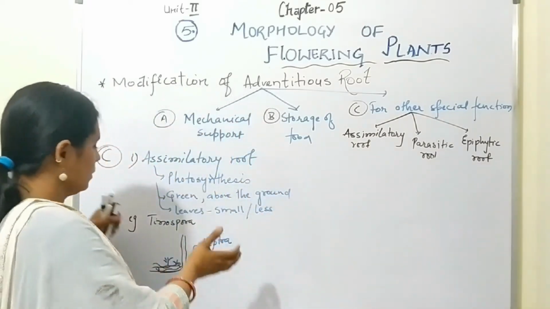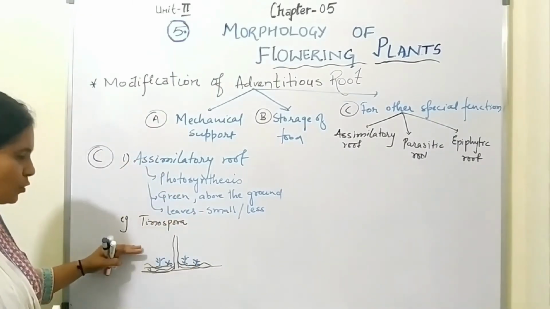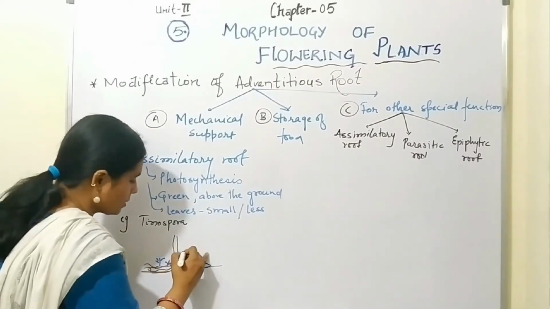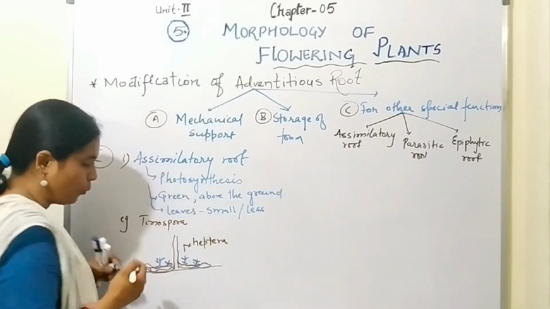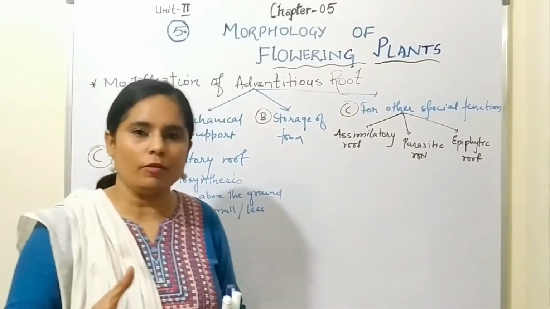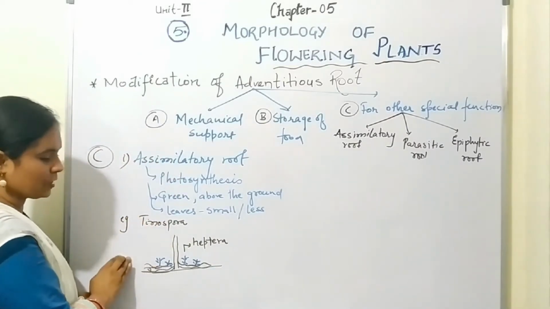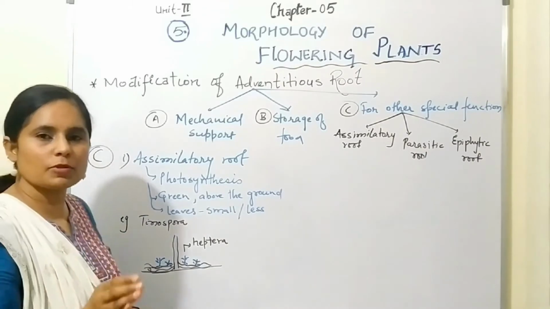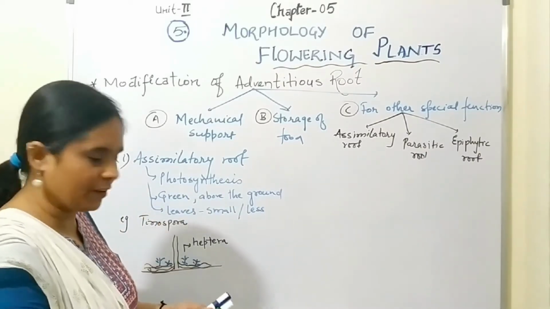Fine. So here in Ctenospora, these roots have a specific structure on them which is called heptera, which will control the spreading of these roots. So these photosynthetic roots you will find in Ctenospora, and the purpose of that root is photosynthesis, and it's also a modified function.